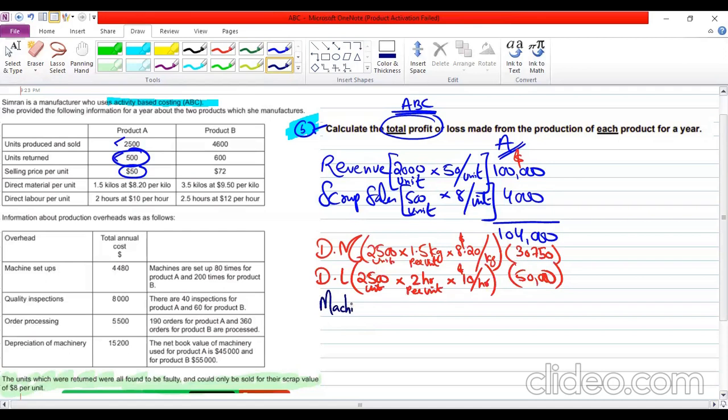No, sir, no problem. Now the overheads, machine setup. So sir, first of all, we need to calculate the driver rate. Correct or wrong, Mustafa? Yes, correct. 4,480 is the total setup cost. How many total setups are there? 80, 280, 200. Total are how much?